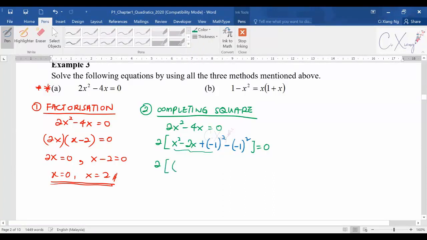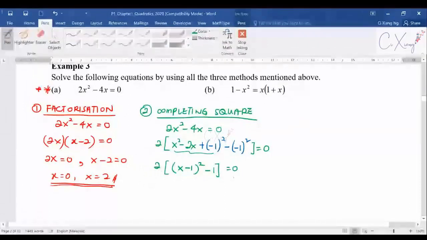So the first three terms here is actually x minus 1 square. Okay, then you copy the minus, negative 1 square, you get a positive 1, and that equals to 0. Okay, so after you're completing square already, now you start to solve the equation.